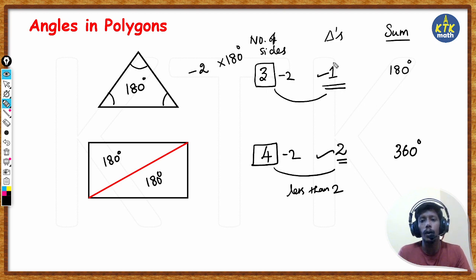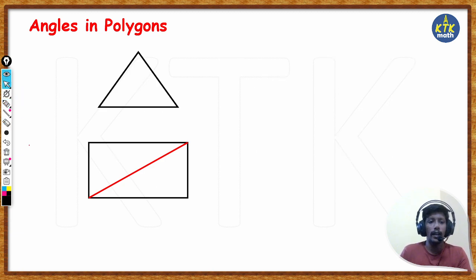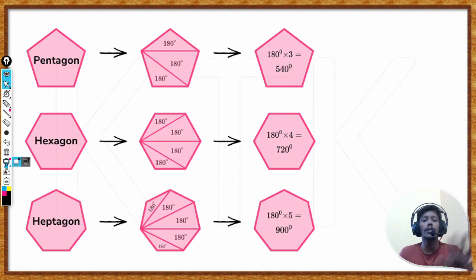You just see here, 1 into 180, 180. 2 into 180, 360. So how does this come? How many triangles can I draw in a particular shape? I can divide it into triangles. To make it very clear, I'll go for the next one. From here you will understand this. Observe the diagram.